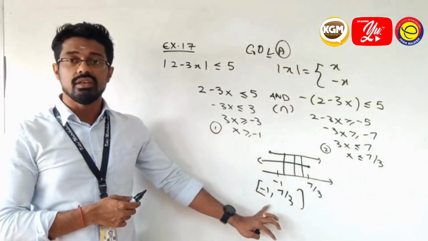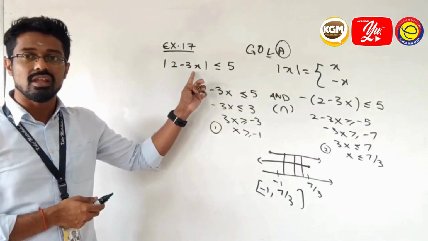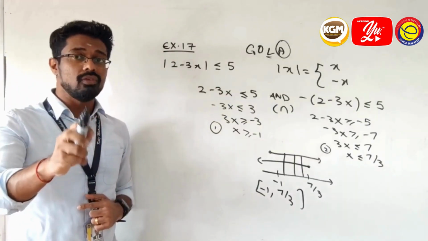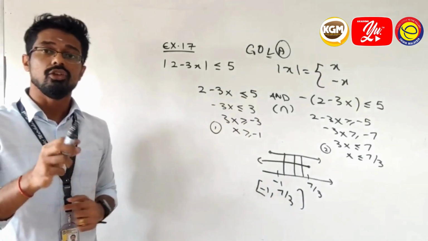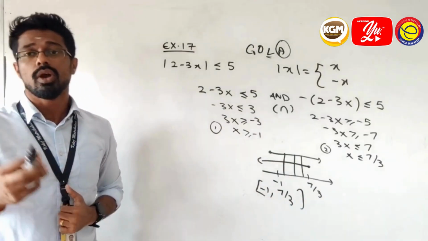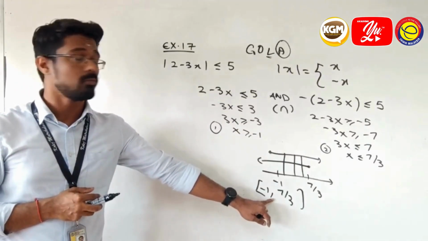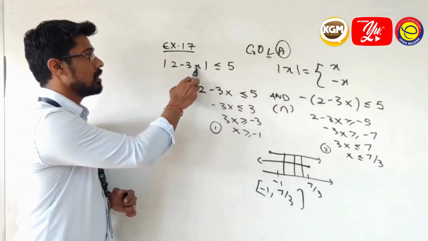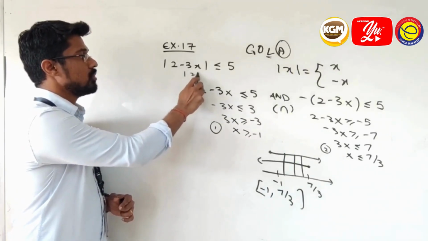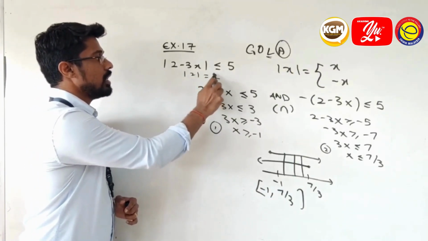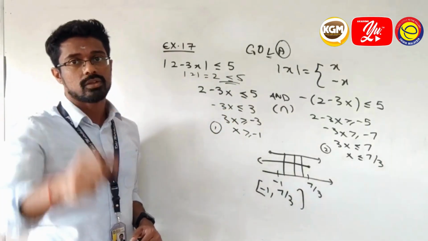So what on earth is this? Very simple. These are the values of x that satisfy this inequality. If you don't believe in the answer, right? Pick any value, substitute inside, and you should get something which is logic. What I mean by that? You know 0 is between the interval, right? Take 0, put in there. 0 times 3 is 0. 2 minus 0 is 2. Modulus of 2 is 2. And definitely 2 is less than equal to 5. There you go. Next week.